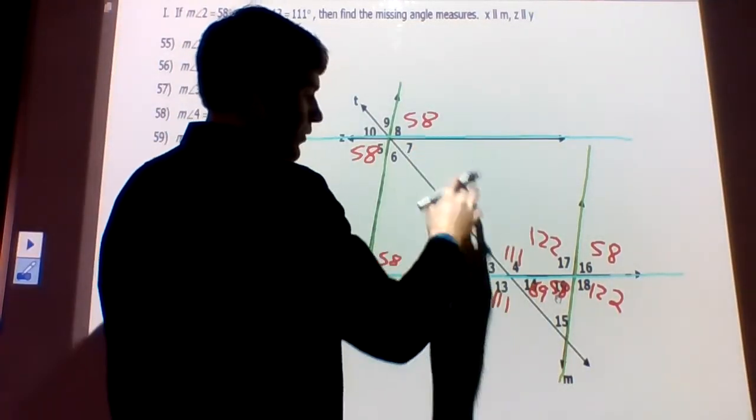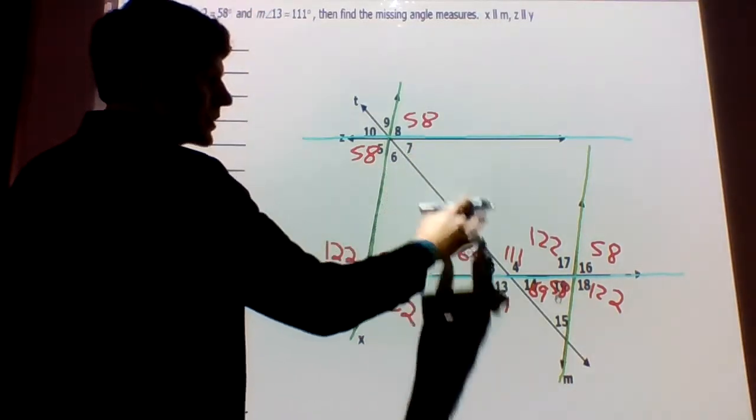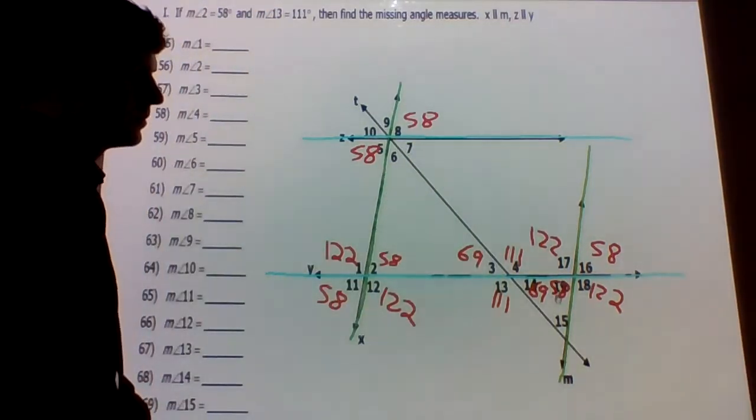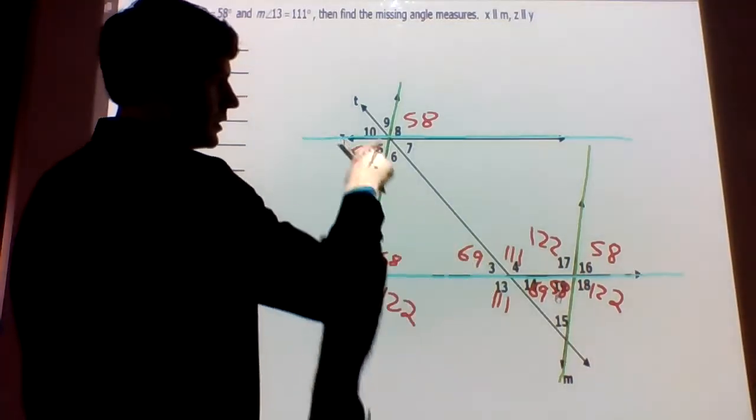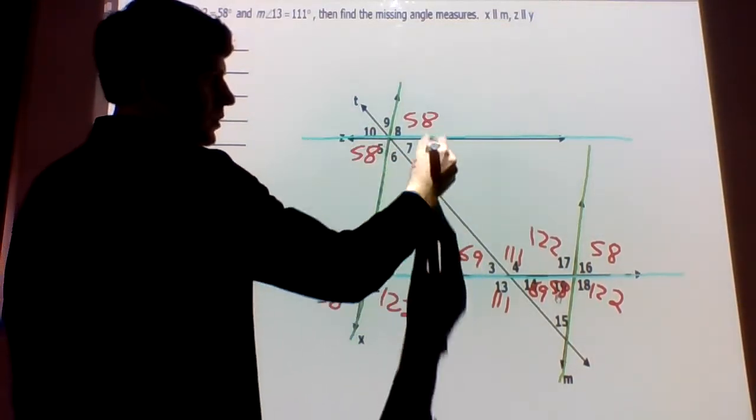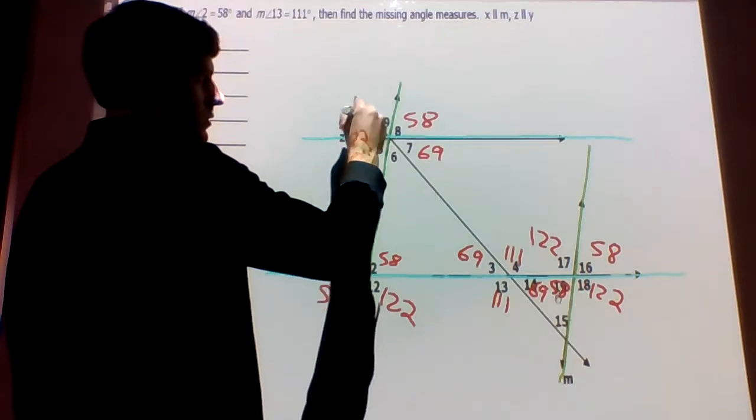So we know angle 3 and angle 7 are alternate interior. Or we know that 3 and 10 are corresponding. So we know this is going to be 69 and this is going to be 69.